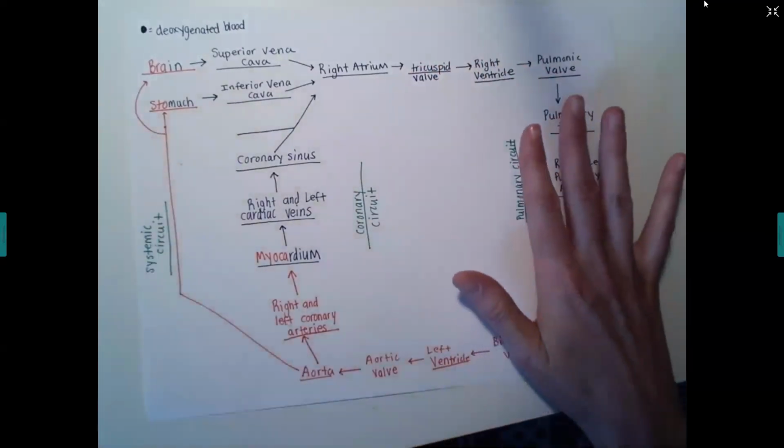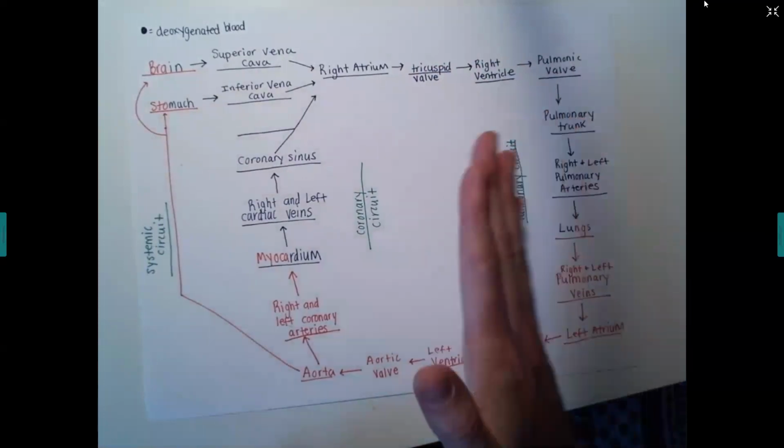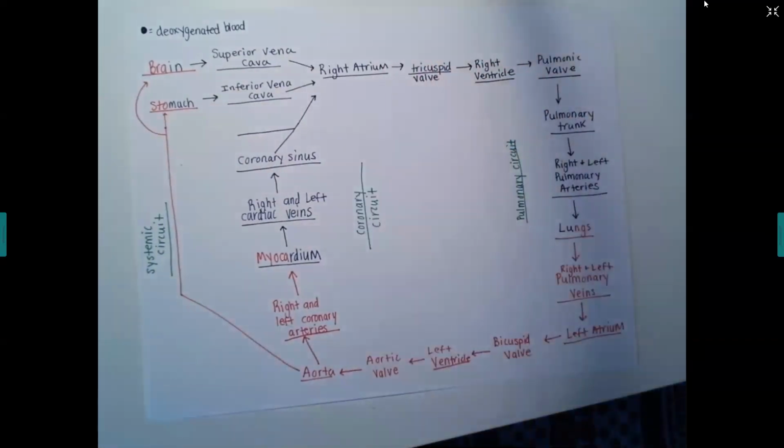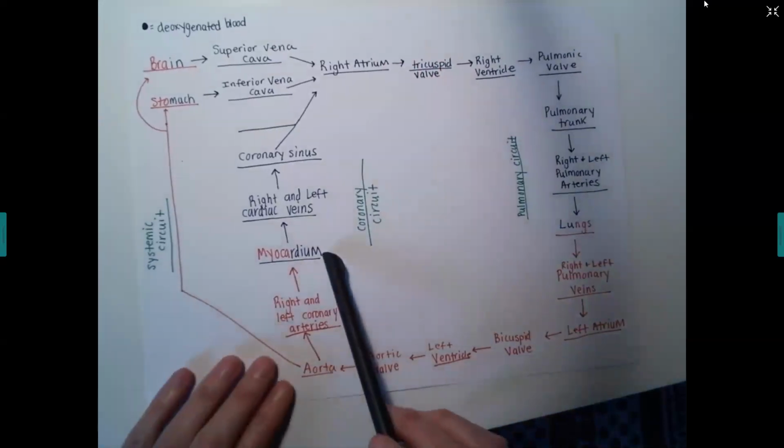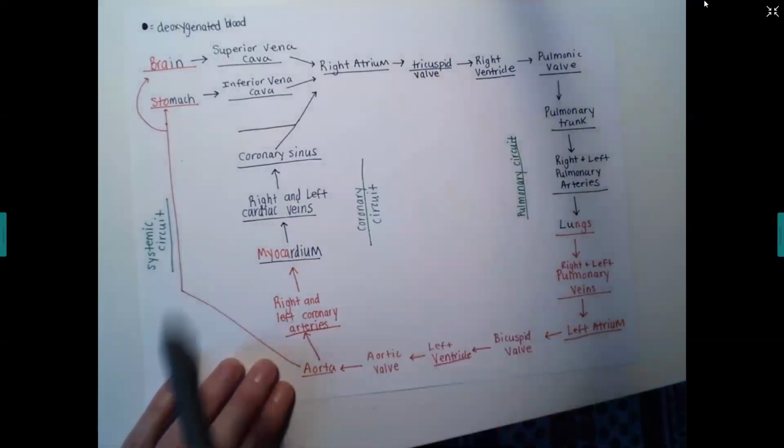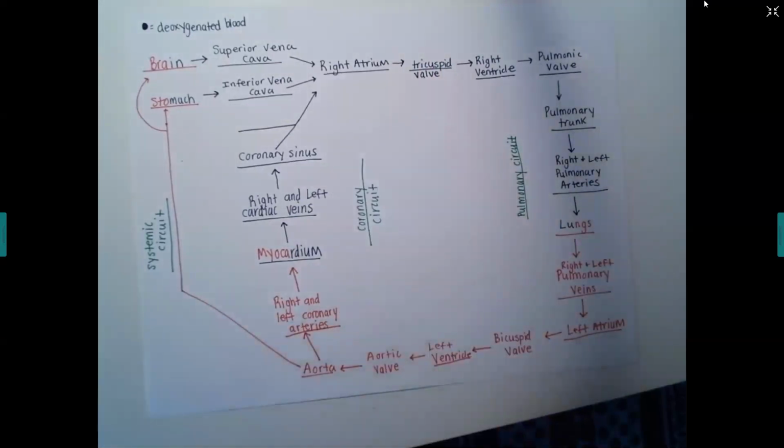The pulmonary circuit is just from the right side of the heart, and then the coronary circulation or coronary circuit is going from the aorta to the heart muscle and then back to the heart itself by way of the coronary sinus and right atrium. All right, and that finishes this.